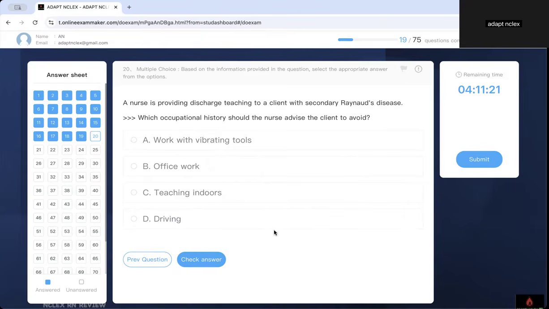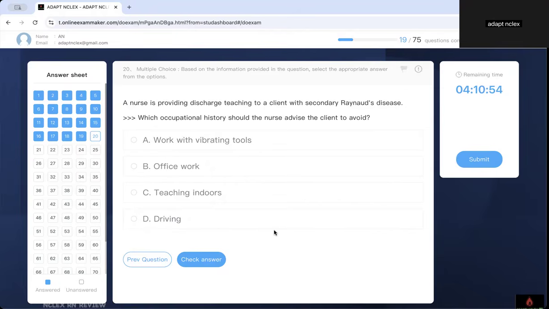Remember, Raynaud's disease is vasospasm of the vessels in your hand, and usually cold exposure is number one, or extreme cold or heat. But one condition is not due to driving. I'm going to give you the answer for this. Teaching is indoor office work. You stay indoors, less cold, right?